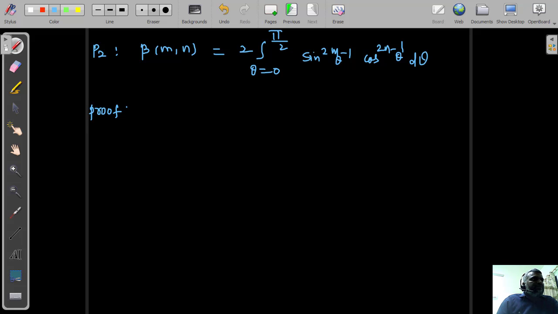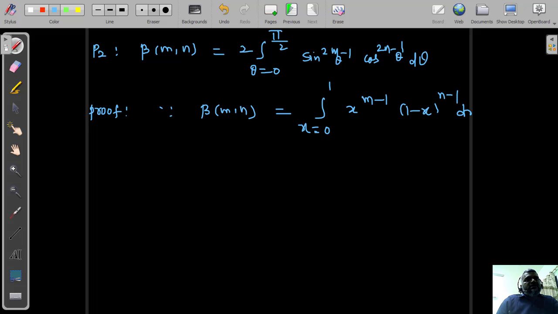Now we need to prove this property using the definition of the beta function. We know that as per the definition, beta of m comma n equals the integral of x from 0 to 1 of x to the power of m minus 1 times 1 minus x power n minus 1 dx. Let us mark this as equation number 1.